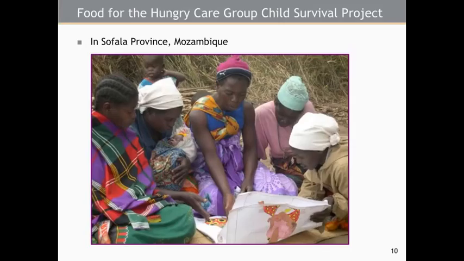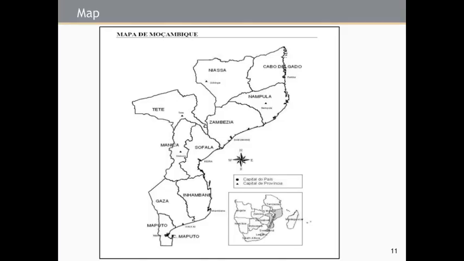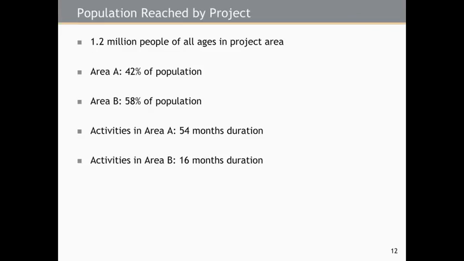I had the privilege recently of leading an evaluation of another care group project in the Sofala province of Mozambique in the central portion of the country. And in this case, the program reached a larger population, 1.2 million people, whereas the World Relief expanded program reached, I think, about 250,000 people. So this is a larger scale operation here.